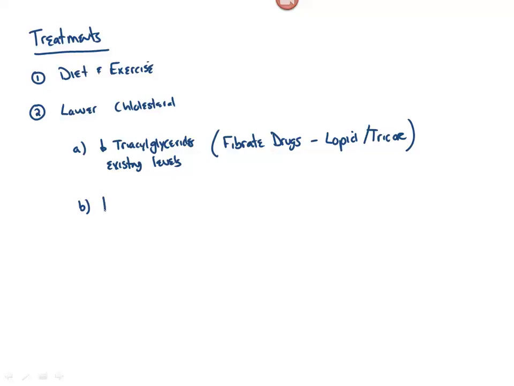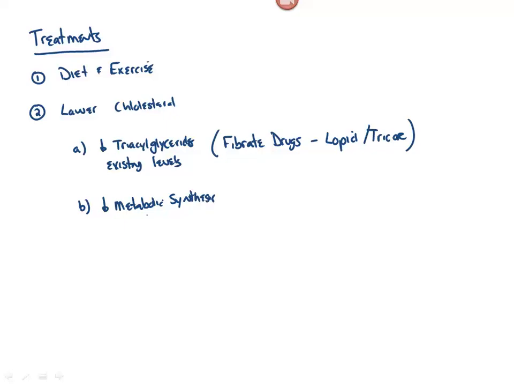Another way to do it is to decrease the metabolic synthesis. And some of these drugs can decrease it by up to 80%. So what that says is that even though you eat it, your body doesn't necessarily metabolize it and turn it into or build cholesterol out of it. And those are called the statin drugs. And the brand names for those are Mevacor, Lipitor, and Zocor.